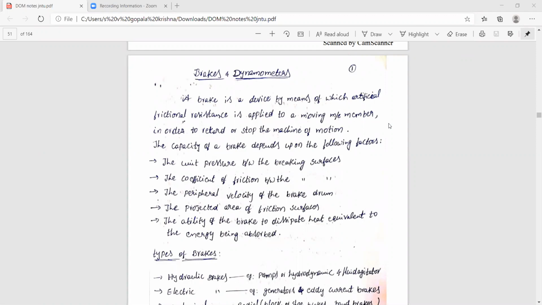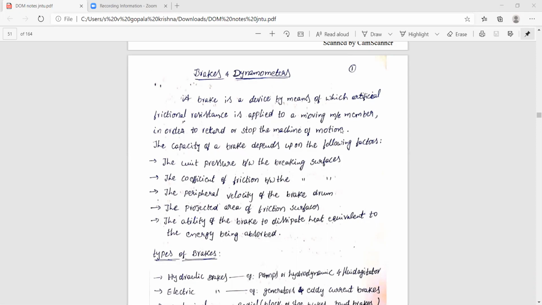Just we will see what is meant by a brake. Simply to say, it is a device that generates artificial frictional resistance applied to a moving machine member. It is known as a brake. It may also be said that it applies a retardation to stop the motion of the machine. So it is also known as a brake.